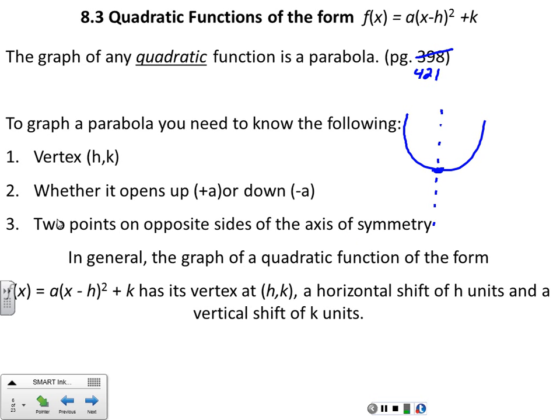And when I say 2 points on opposite sides, what you have to do is find 1 point, and let's say that's (3, 2). The other point, you don't even have to use the T-chart. You just find its mirror image. Because your axis of symmetry is the mirror, and so if there's a point to the right of the axis of symmetry, guess what? There's a mirror image to the left. So, to graph a parabola, you've got to know the vertex, whether it opens up or down, and 2 other points.